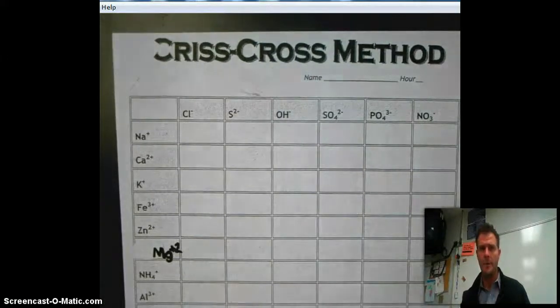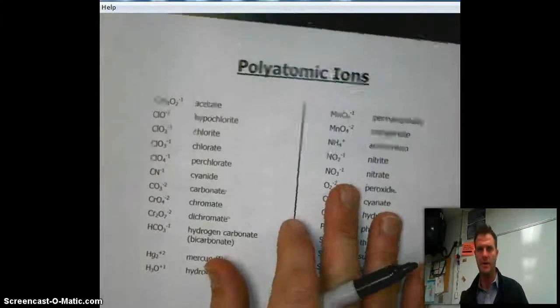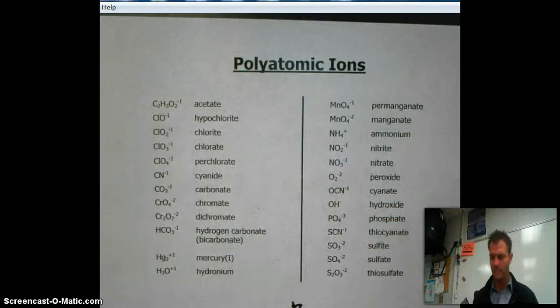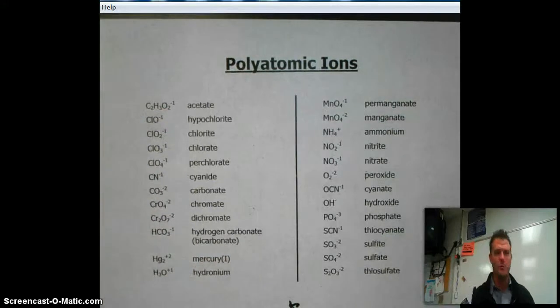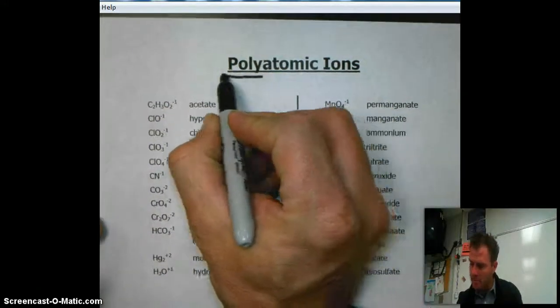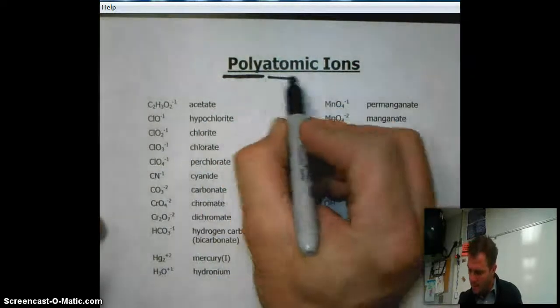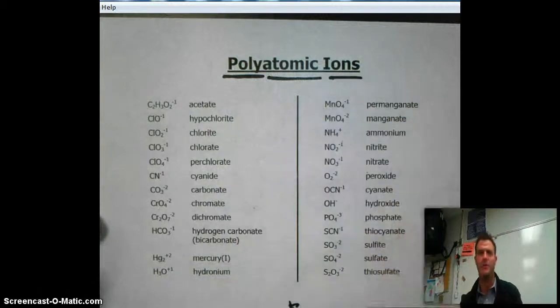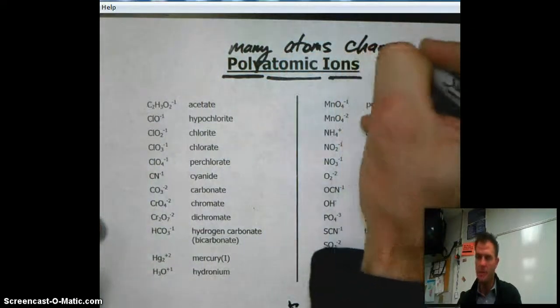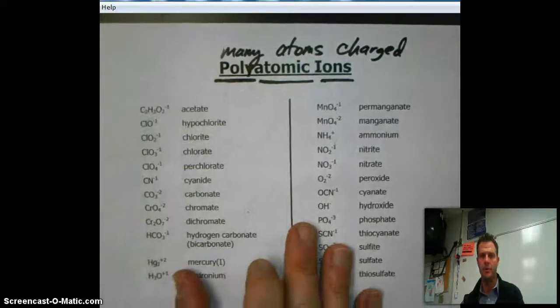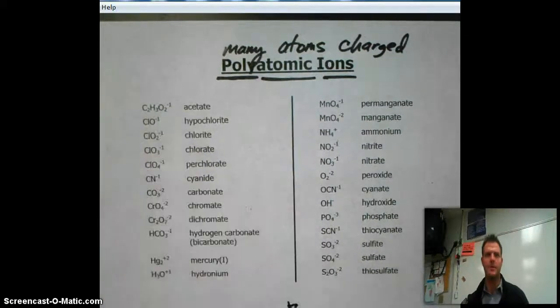Now, if you would, please get out your crisscross sheet. On the back of your crisscross sheet, you're going to have a list of polyatomic ions. With a highlighter, I want you to highlight or mark down all of these polyatomic ions. Now, if you look at the word poly, want a cracker? Poly means many. Atomic means atom. And ions means that they're a charged particle. So many atoms that are charged. You can clearly see one, two, three different types of atoms being used.